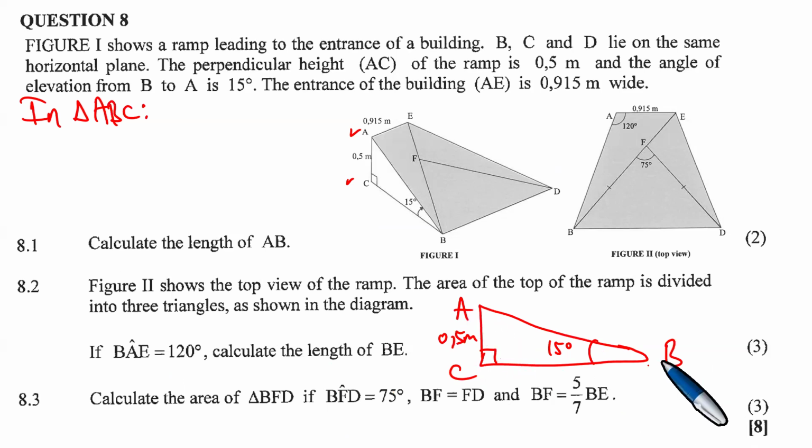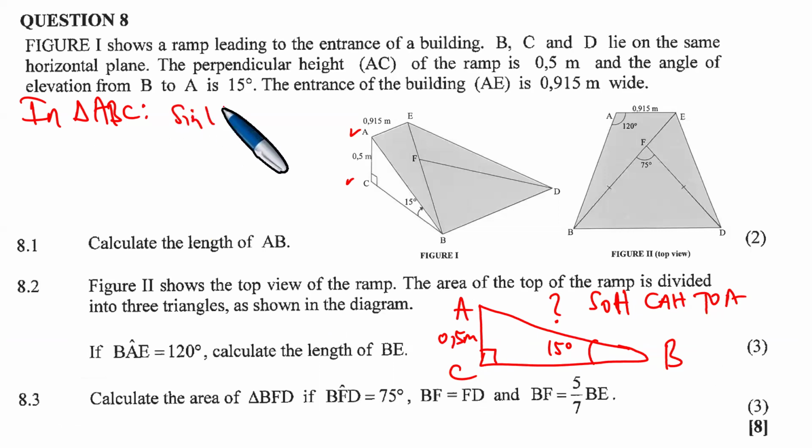In the triangle A, B, C, we want to find AB. What trigonometric ratio can you use: sine, cosine, or tangent? Can we use SOH CAH TOA? Which one? I think sine. Okay, that's a good point. Well done! Opposite over hypotenuse, so you're going to use the sine.